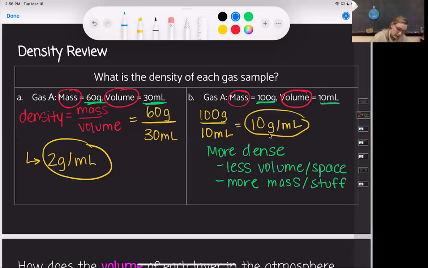So if we look at that, we're going to have a smaller area with a lot of particles packed in. When particles are packed, they're close together, and density is a measure of how tightly packed or close together something is. So these are tightly packed and close together.